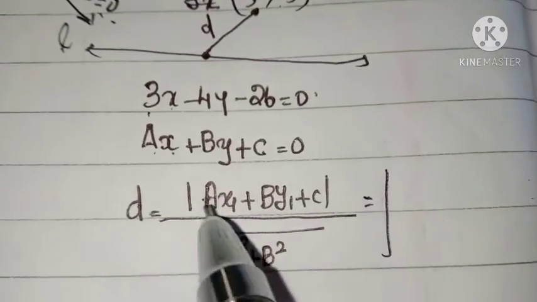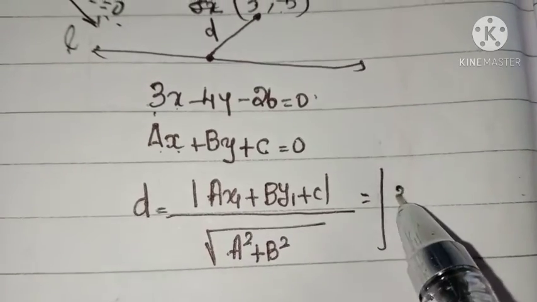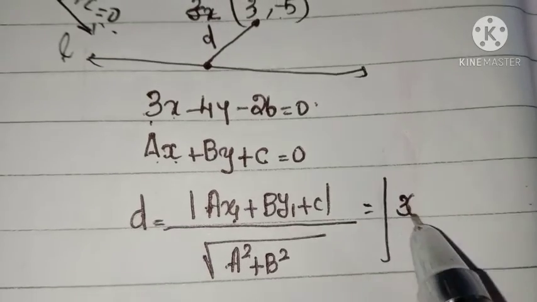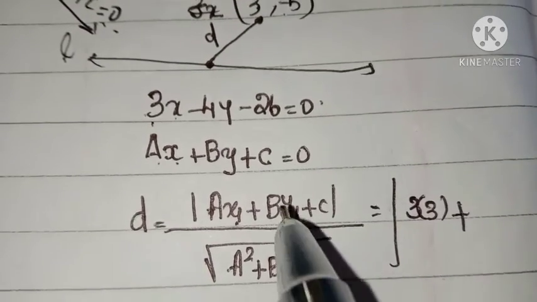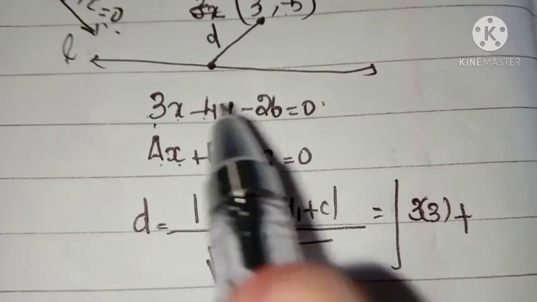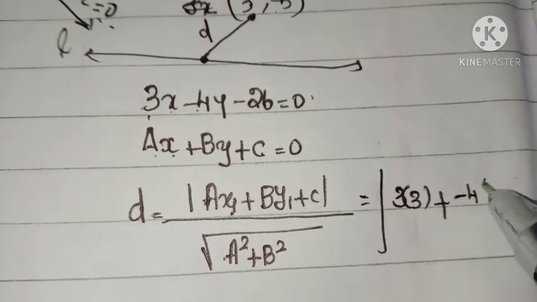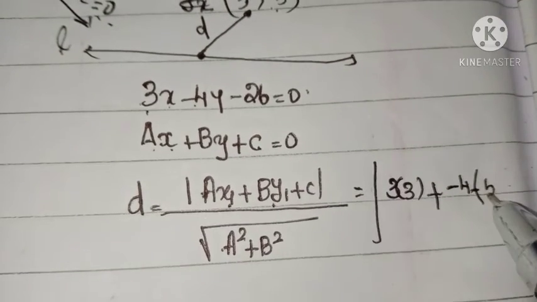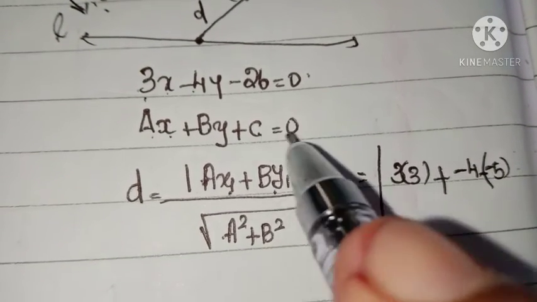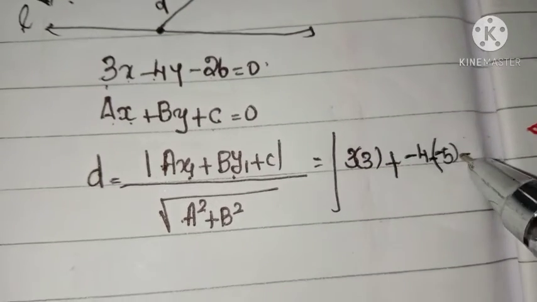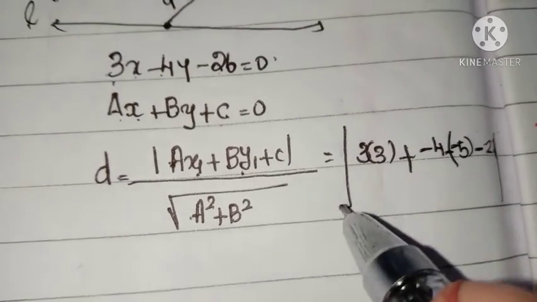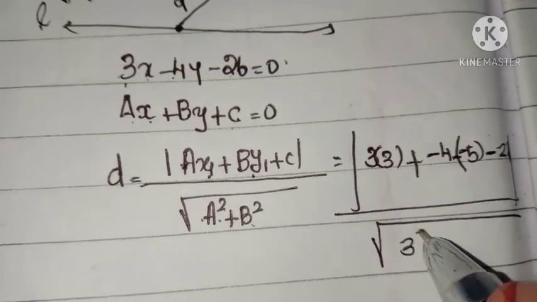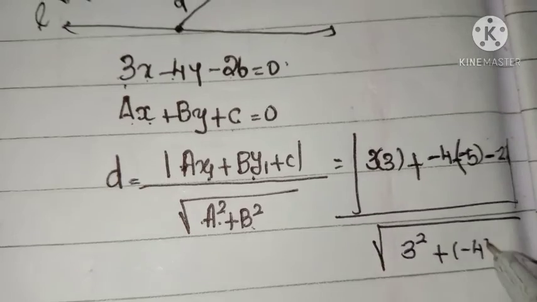What is a here? a is 3. x1, what is x1? x1 is 3. So 3 into 3 plus b, what is b? b is minus 4 into y1, what is y1? Minus 5. Plus c, what is c? Minus 26, divided by root of a square plus b square, that is 3 square plus minus 4 square.